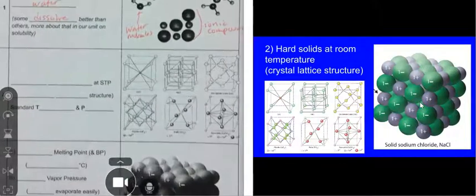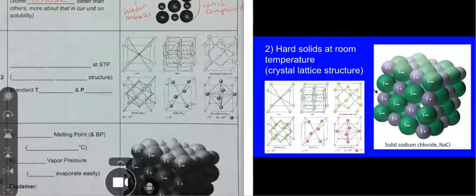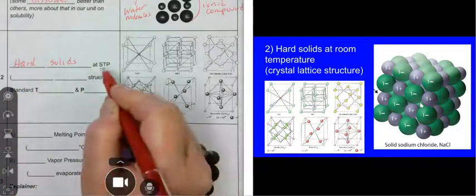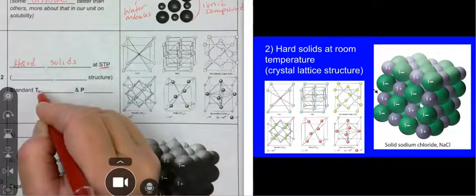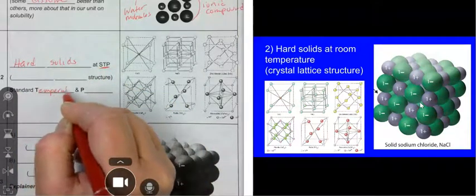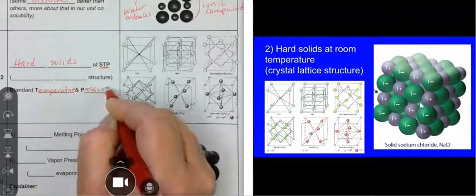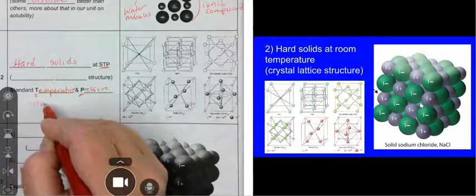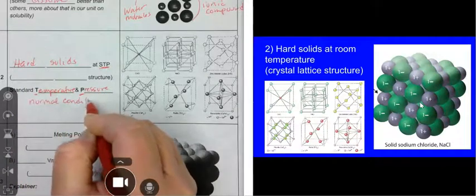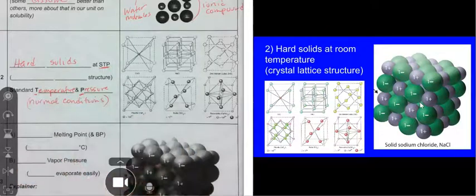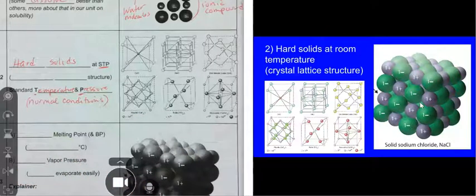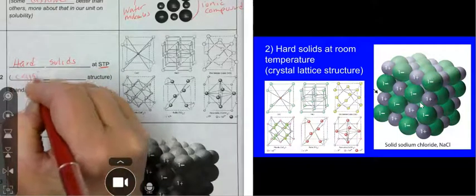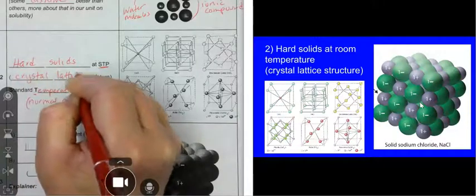All right, the second property we're going to talk about is that ionic compounds are hard solids at STP. STP means standard temperature and pressure. So that's the S, the T, and the P. And this just is referring to normal conditions. At normal conditions, ionic compounds are hard solids. They form what is called a crystal lattice structure.